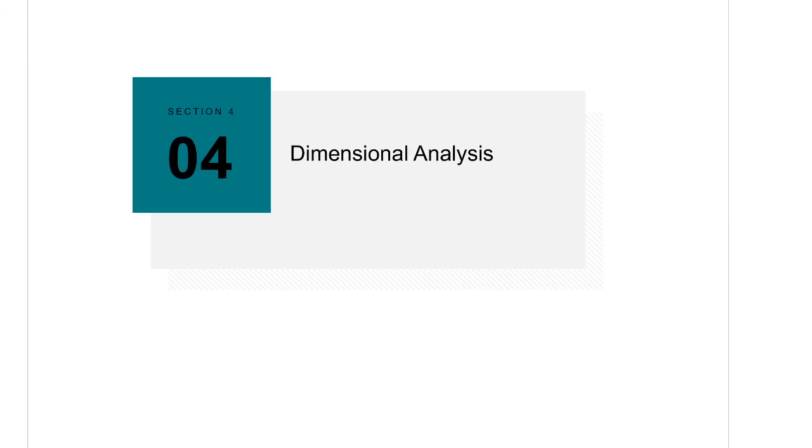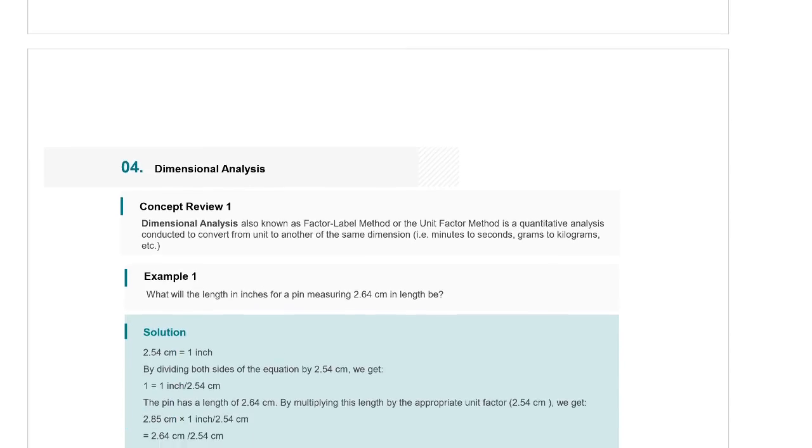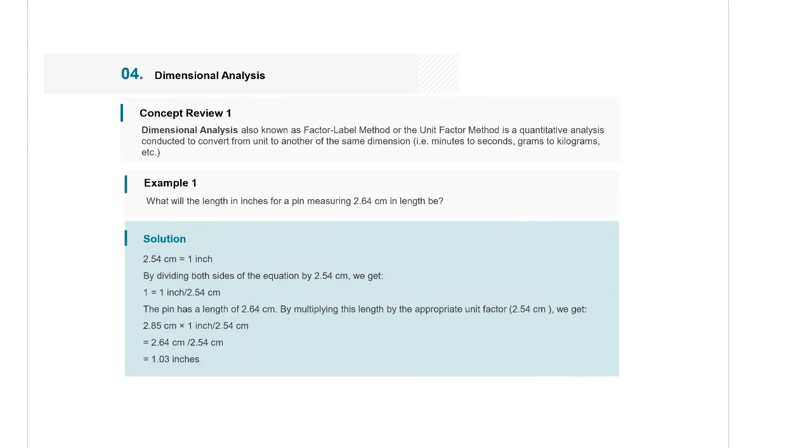Okay, so we are moving on to the fourth section, which is dimensional analysis. We already went through accuracy, significant figures and units, and dimensional analysis will be pretty simple. For dimensional analysis, we also call it the factor label method or the unit factor method. It's a quantitative analysis used to convert from one unit to another unit of the same dimension.